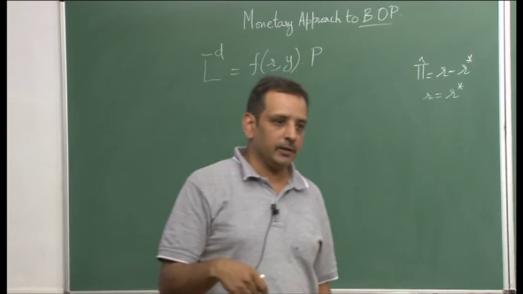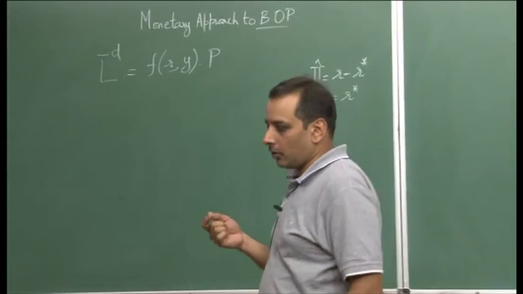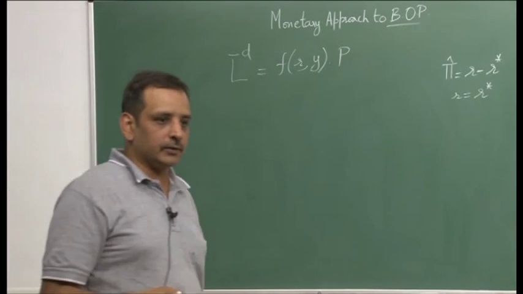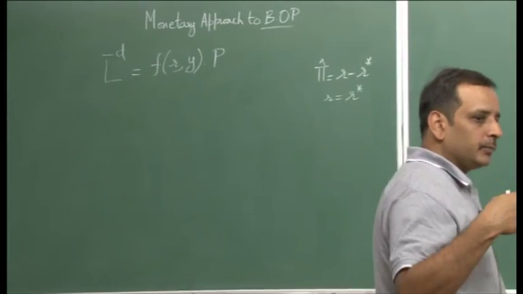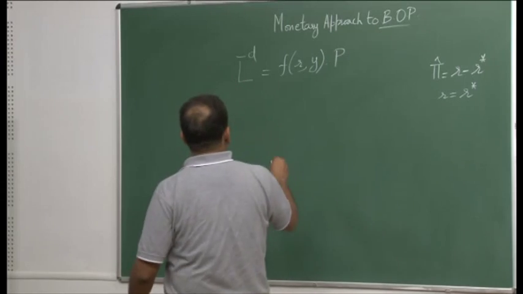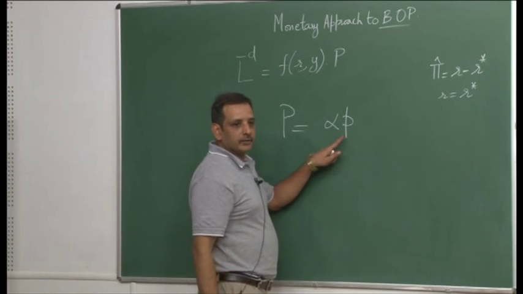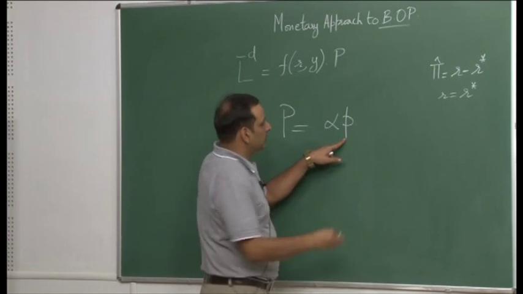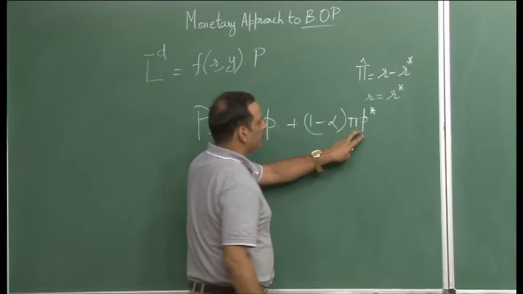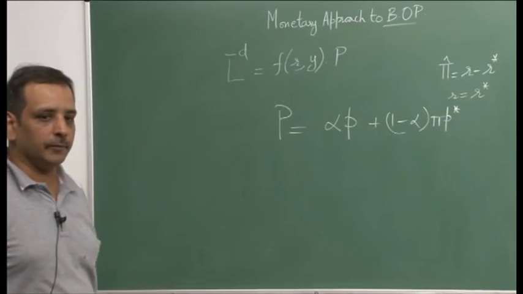So, the output is fixed at the full employment level, and P, which is a weighted average of the prices of the domestic and the imported good, is a function of the exchange rate. And if you further assume that the exchange rate is fixed, you will see that prices are in turn fixed. So, this P, which is a price index, is a weighted average of the domestic prices of the goods, which are also exported, plus the prices of the imported good expressed in domestic currency.